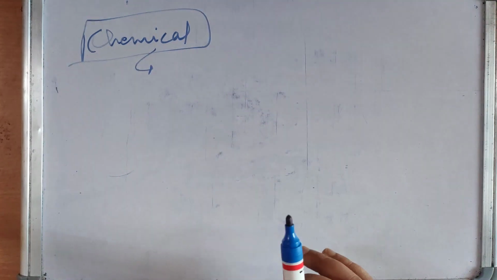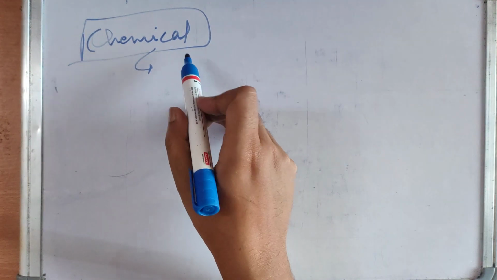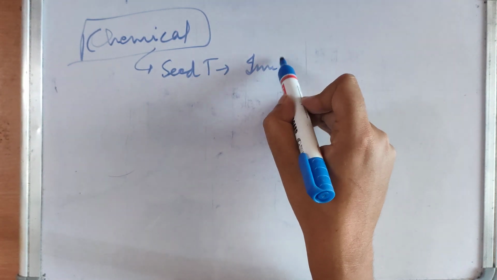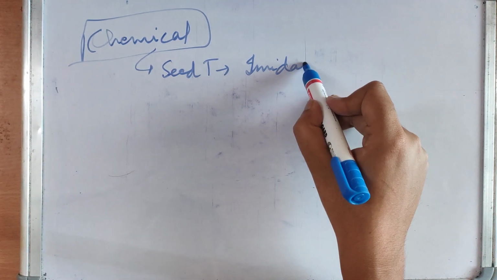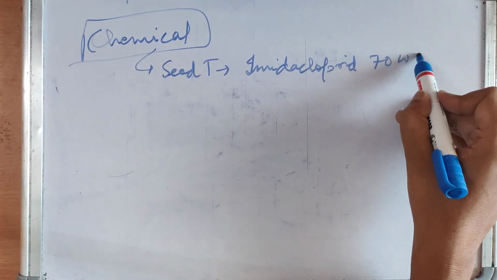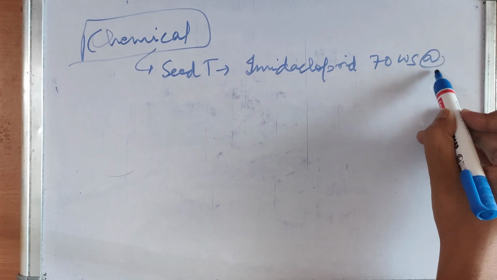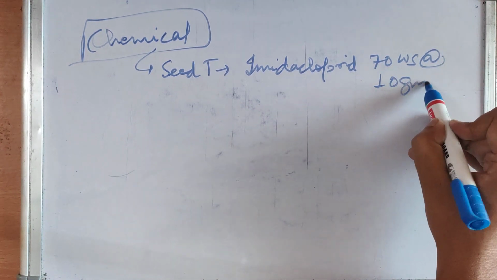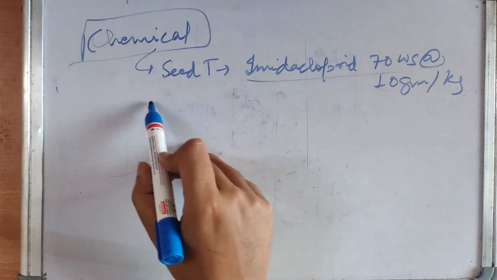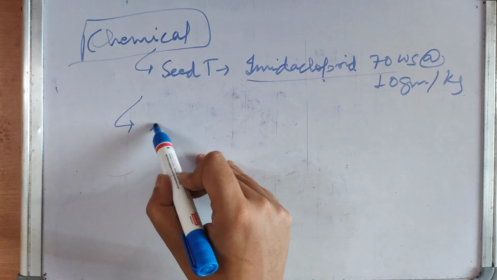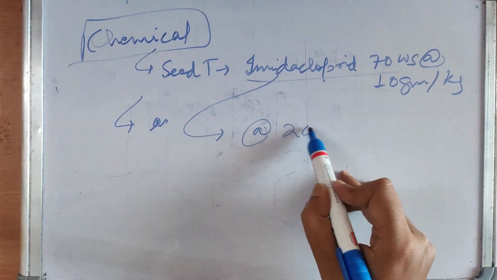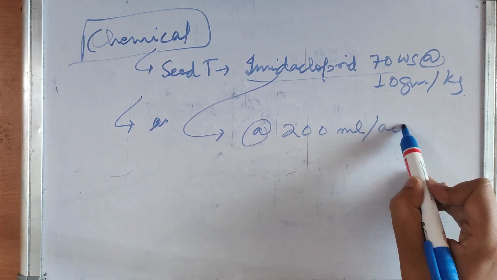Chemical control. First of all, we will do seed treatment using imidacloprid 70 WS at the rate of 10 gram per kg of seed. We can also use imidacloprid at the rate of 200 ml per acre in the fields.